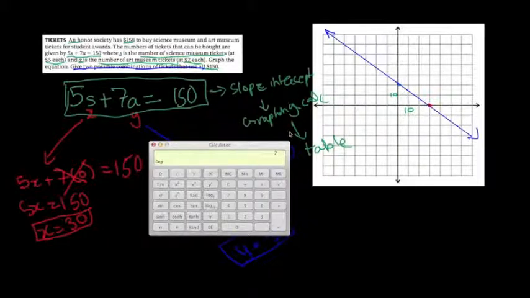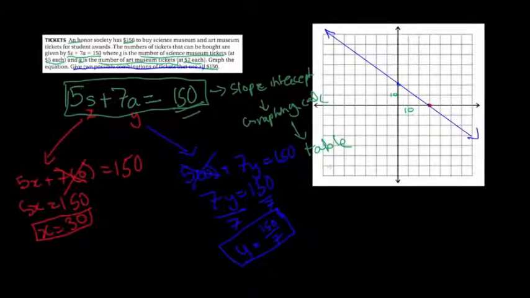So 2 times 5, that's going to give us 10, plus 7 times 20, that's 140, plus 10 from the previous part, it's going to give us 150. So that would work. So the coordinate 2, 20 is one that works for this equation. So this is one answer.